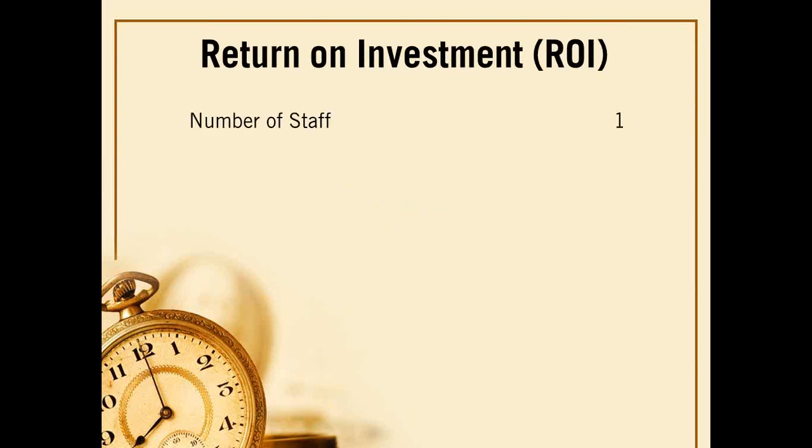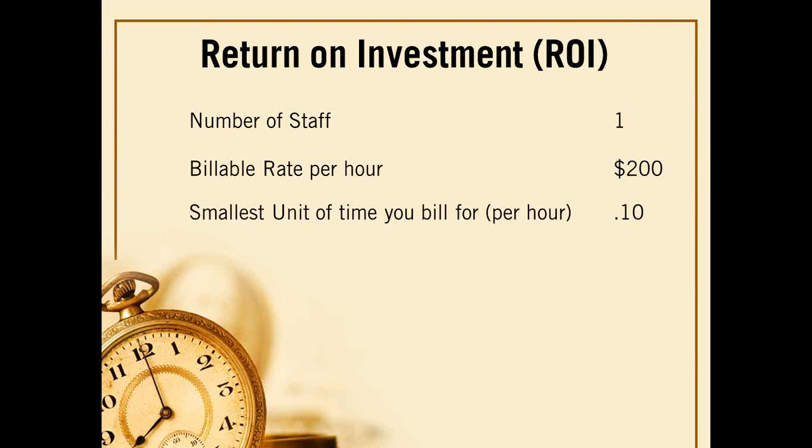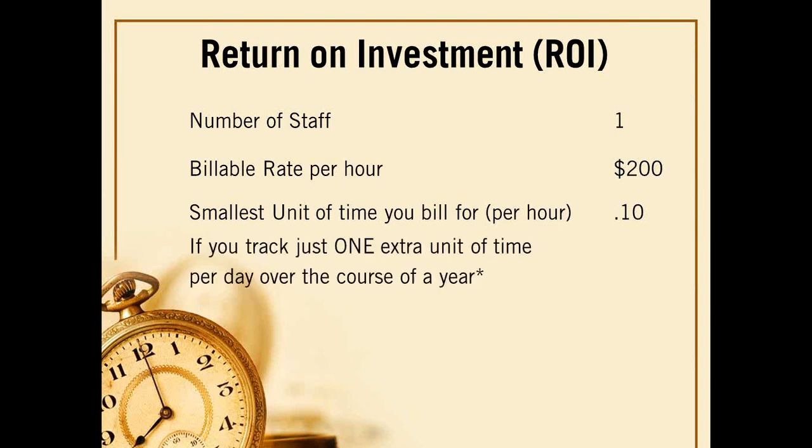So let's say you're in a firm of one person. Of course, most of us are probably in a firm a little bit bigger than that, but let's just use this example. We have one staff person billing at $200 an hour, and the smallest unit of time that you're billing for is a 0.1, or 6 minutes. If you were to track just one extra unit of time per day in the course of a year, with a 5-day work week and 50 weeks a year, any guesses on how much extra value you'd have captured for your firm or for yourself?